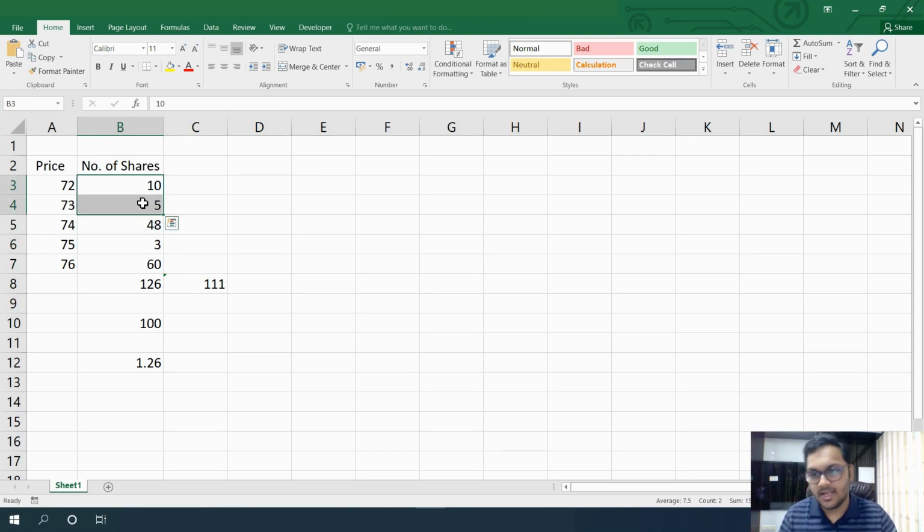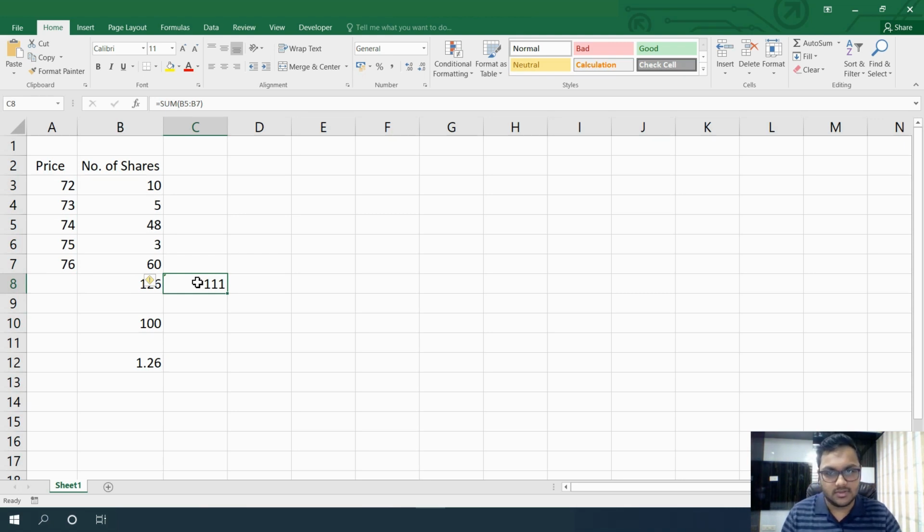These people anyway won't get the shares because they have applied at the lower price. But even among the people who have bid for the higher price, some won't get the shares because the company is selling only 100 shares. The total demand is 111, so some people won't get the shares, right? Now, how is it decided who gets them? It's based purely upon luck. So this is the concept of a book build type IPO, right?